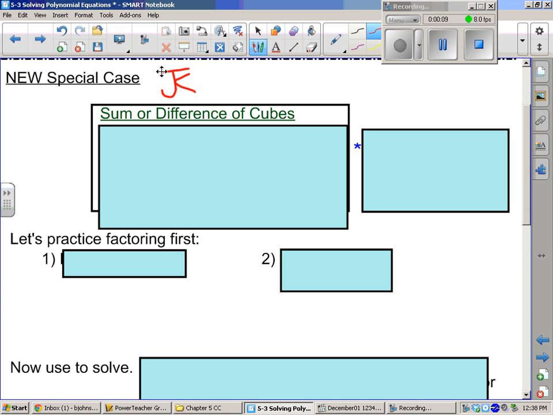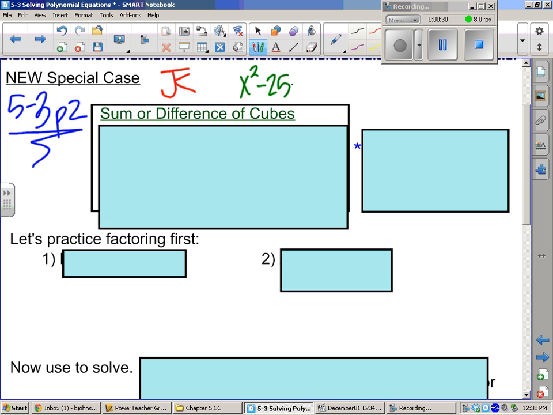Alright, here we go. Section 5.3. This is our part 2 video that goes with 5.3. So we are going to learn a new special case today. It's the only thing we have left to learn in that factoring section. And it's called the sum and difference of cubes. So very similar to when we did the difference of squares.